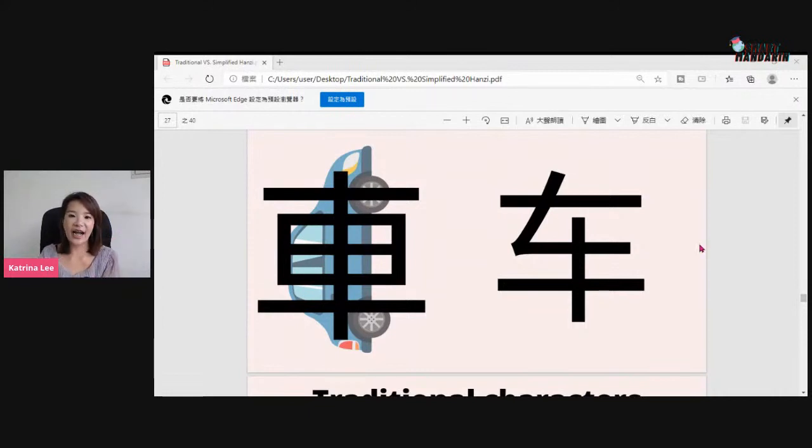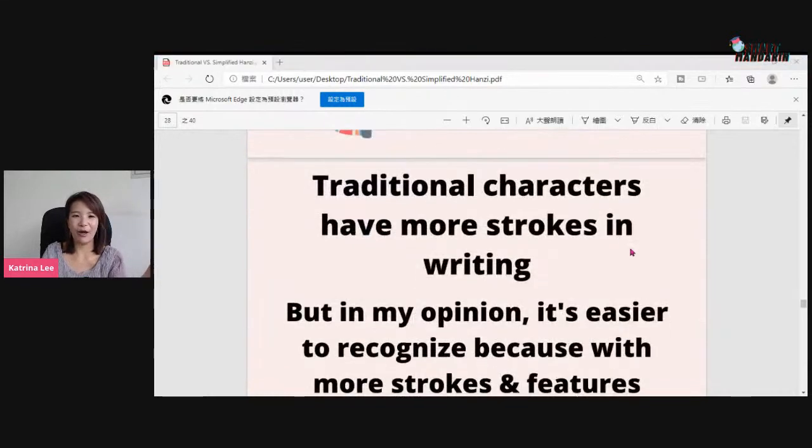And on the right side is the simplified one. And I don't understand why. I really don't understand. If I teach the simplified one, I can make something up, but again, I cannot convince myself teaching something I think doesn't make any sense. Okay, 车, the last one.